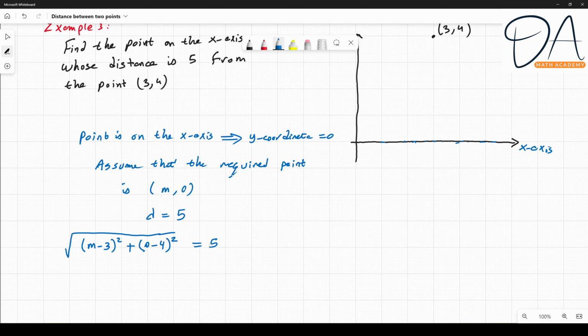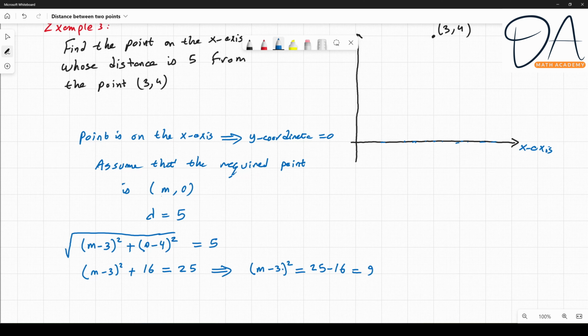To get rid of the square root, we can square both sides. If we square this side, we'll get rid of the square root. So we'll have m minus 3 squared plus, this is minus 4, and when you square it, you get 16. The minus becomes positive when you are squaring. 5 squared gives you 25. Now from this, we can subtract 16 from both sides. So we'll get m minus 3 squared. When you subtract 16, we get rid of the 16 on the left side. The right side will be 25 minus 16, which gives you 9.